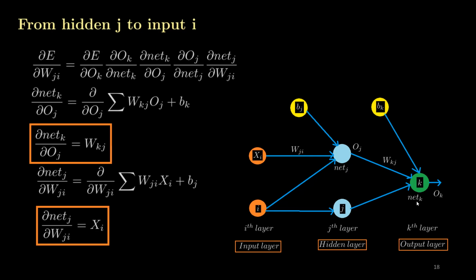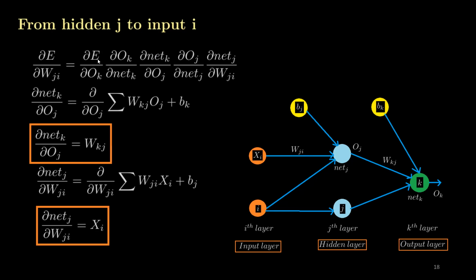Then from Ok to net k, so dOk by d net k. Then from net k to Oj. That is, after net k, we will move directly to Oj. So we will not include WKJ in this equation, because this equation is only for WJI, which is the weight we have to update. From net k, we move to Oj, then from Oj to net j, and from net j to WJI. So we have dE by dOk, then dOk by d net k, then another gradient, that is d net k over dOj.